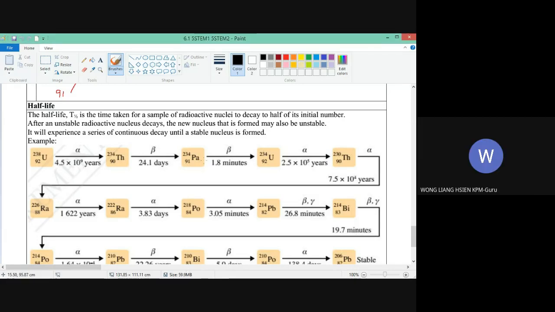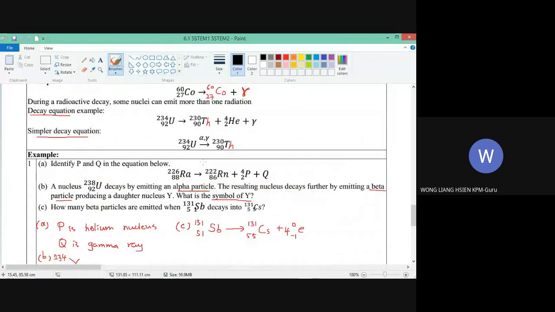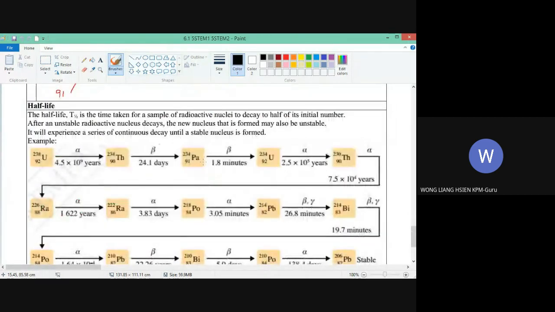Okay, so we will continue from where we stopped and continue with half-life. Previously we covered alpha decay, beta decay, gamma decay. So we will continue with half-life. Okay, so what is half-life?